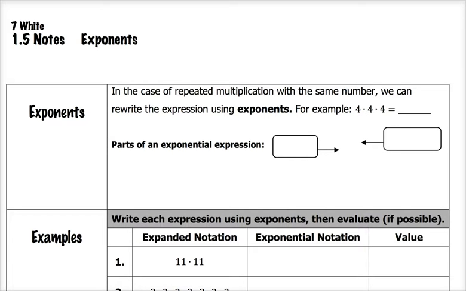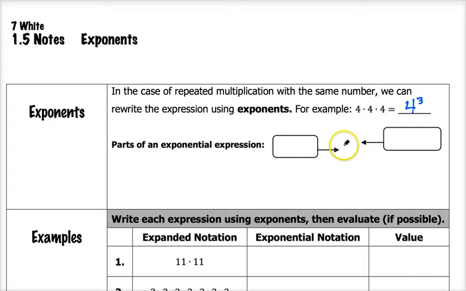So what are exponents? Well, exponents are a way to represent repeated multiplication. So for example, if we have 4 times 4 times 4, we can shorten this by saying this is 4 to the third power. Okay, 4 to the third power.